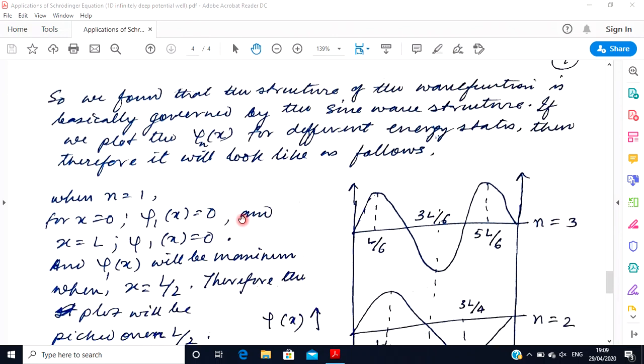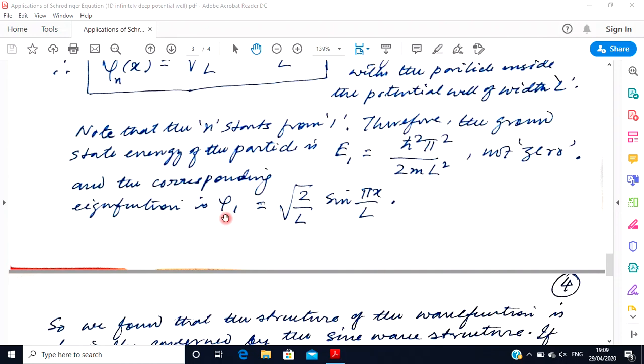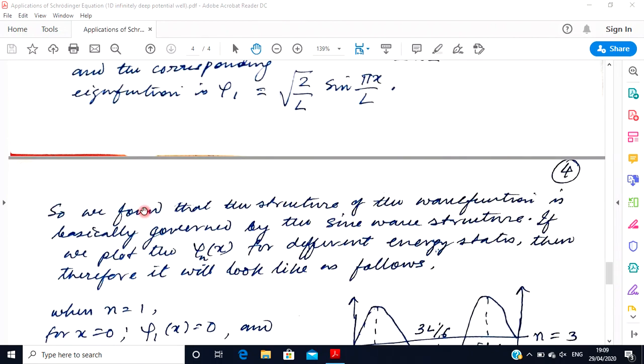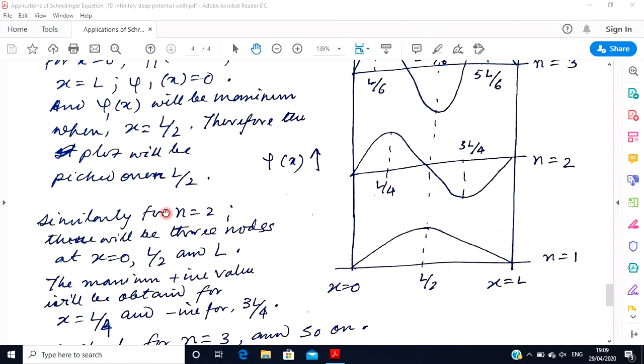Again, now we are going to plot it. What are we going to plot? We are going to plot the wave function psi x. We already have seen the values of psi 1, psi 2, psi 3, etc. If we put different n values, we will get these values. We already have seen that if we put x equals 0, this will give you 0, and again x equals L, this will again give you 0. So we obtain two nodes here, one at x equals 0 and another at x equals L.